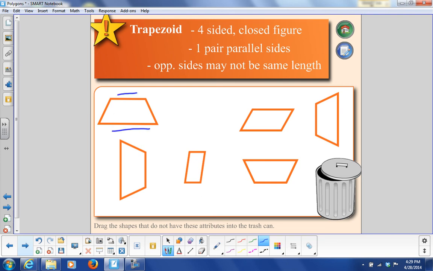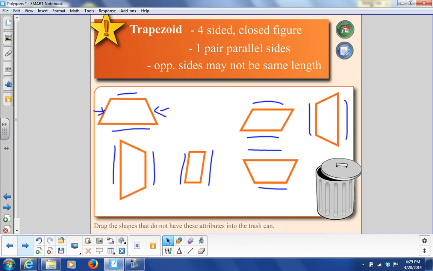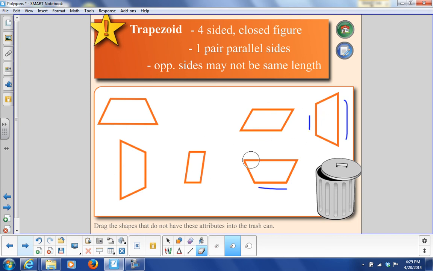So this one's parallel. These do not have to be parallel because I've already got one pair. This is parallel. These are parallel. Good. This is parallel. And opposite sides may not be the same length, so it doesn't matter about the length. The only one I would be questioning is this rectangle right here. But since these sides are kind of slanted, it makes it not a rectangle. Rectangles have equal sides and lengths. I do believe that this is a trapezoid.